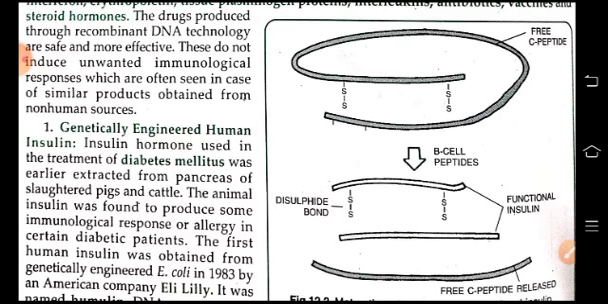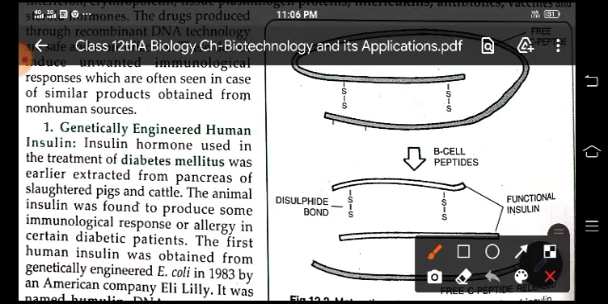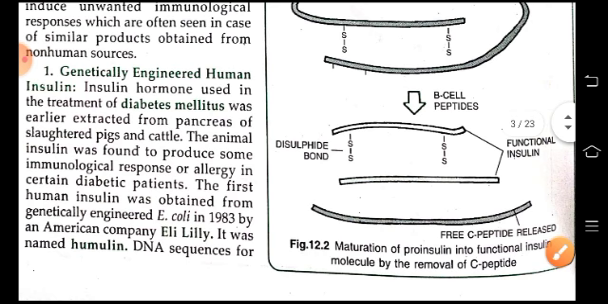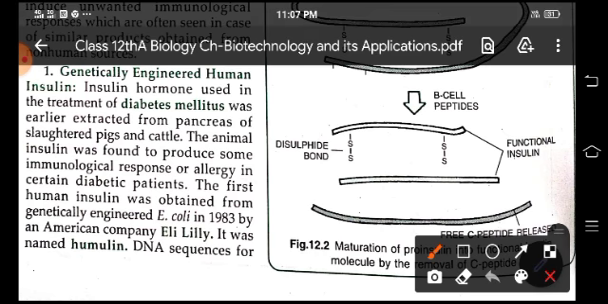Now, genetically engineered human insulin. This insulin, as you know, children, is used in the treatment of diabetes mellitus, and was earlier extracted from pancreas of slaughtered pigs and cattle. Now, the insulin which was obtained from the cattle produced some immunological response or allergy in certain diabetic patients.